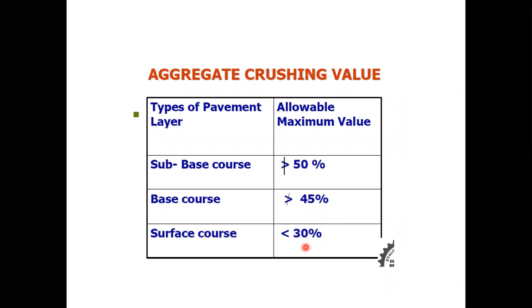If more than that crushes, obviously you can't use it for surface course, but you can go for base course, which has 45%. If it is more than that, you can go to sub-base course, where the limit is 50%. If it is more than 50%, you can't use it in road construction. So these are the IRC recommendations.